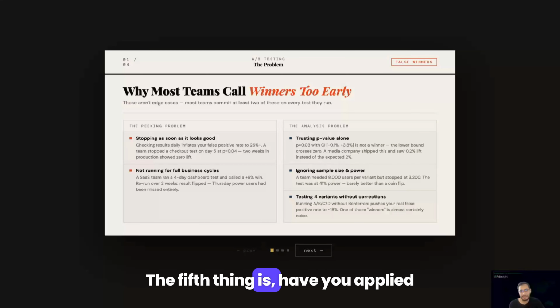The fifth thing is, have you applied the corrections accordingly for multiple hypothesis testing or not? So let's say if you are doing A/B/n test, you need to have some corrections there so that you can evaluate the results accordingly.